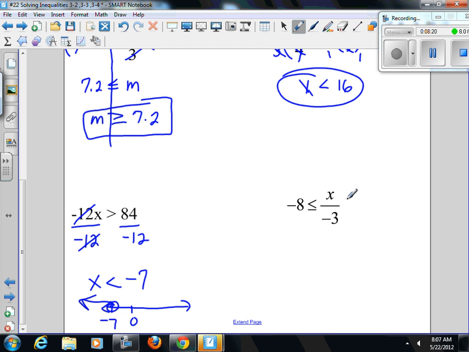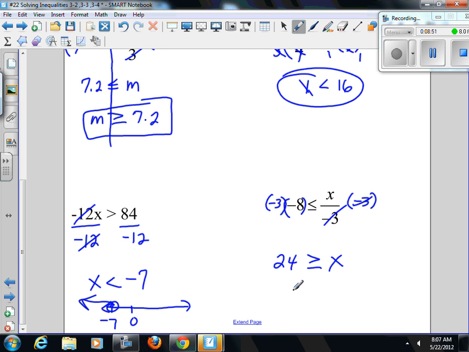Okay, next. Let's try this one. -8 is less than or equal to x over -3. We want to get x alone. X is being divided by -3, so we're going to have to multiply both sides by -3. The -3's on the right cancel, and -3 times -8 is +24. I've just multiplied by a negative number, so that's telling me I have to change the direction of the arrow.